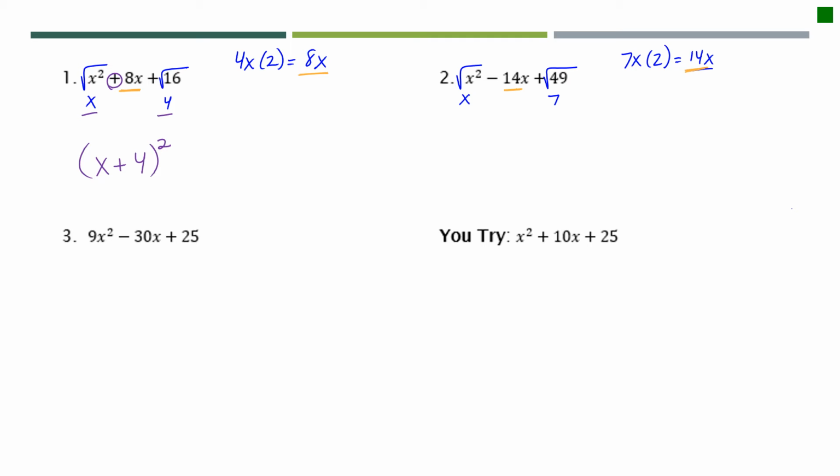So now what I'm going to do is take the two things that I originally got when I took the square root, and I'm going to put them in parentheses with the sign from the middle term, which is minus, and then I'm going to put a square on it. That'll be my final answer.